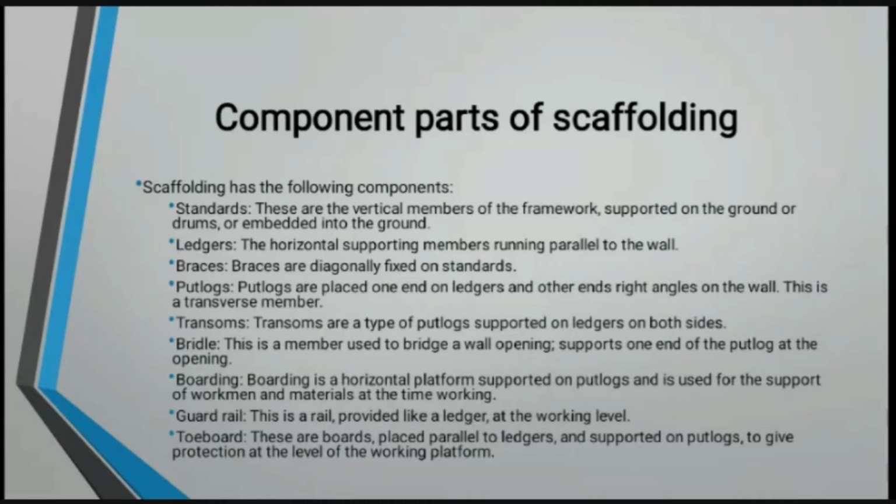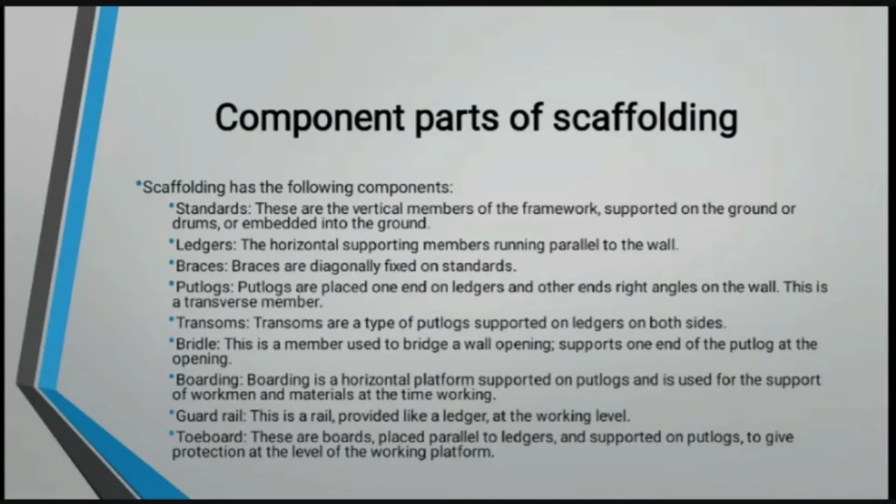This is a transverse member. Transoms. Transoms are a type of footlock supported on ledgers on both sides. Bridle. This is a member used to bridge a wall opening, supporting one end of the footlock at the opening. Boarding. Boarding is a horizontal platform supported on footlocks and it is used for the support of workmen and material at the time of working. Guardrail. This is a rail provided like a ledger at the working level.